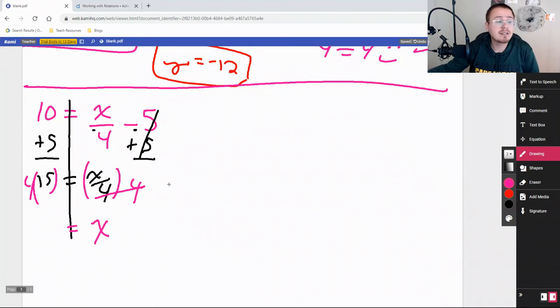4 times 15 is, I don't know why we call it a quarter of an hour, because we use quarters for money. What is a quarter of an hour? It's 15 minutes, so it's 60 minutes.